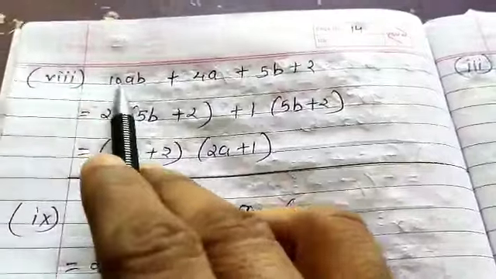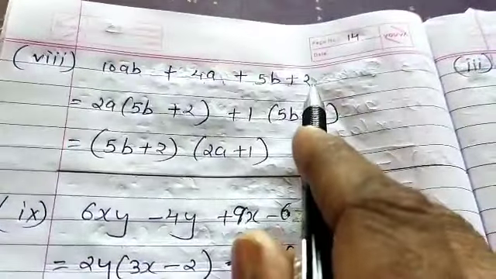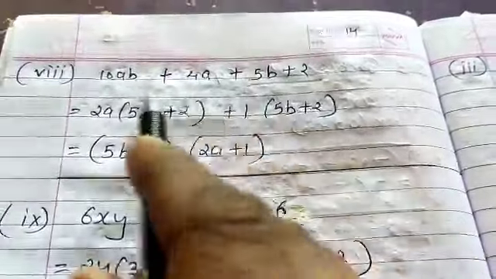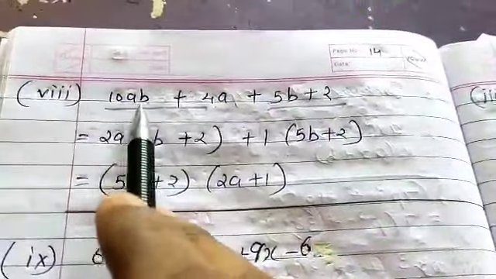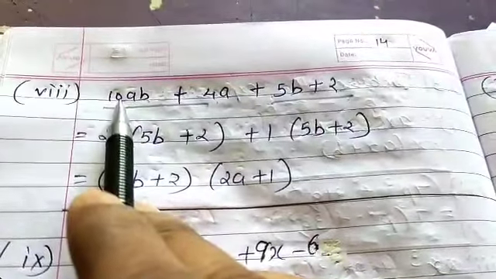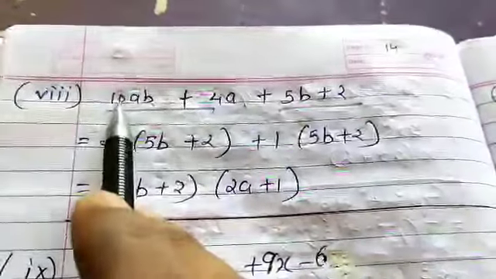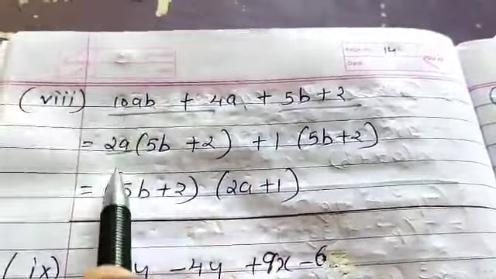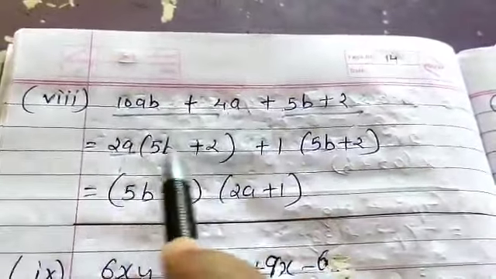Another sum, 10ab plus 4a plus 5b plus 2. Now here also I will make a group of 2 pairs. If I observe, the highest common factor is 2 and a. So 2a is common, so inside the bracket what will remain? When you divide 10ab by 2a, you will get 5b. So write down 5b, and when you divide 4a by 2a, you will get 2.